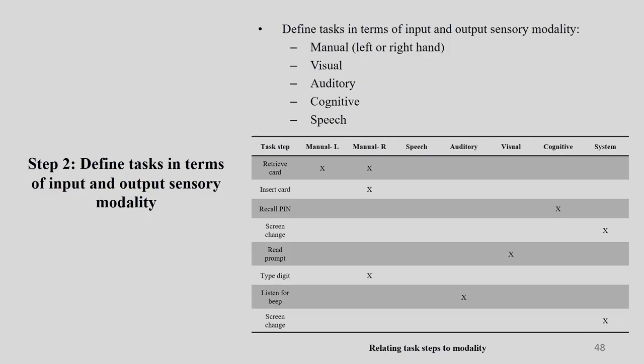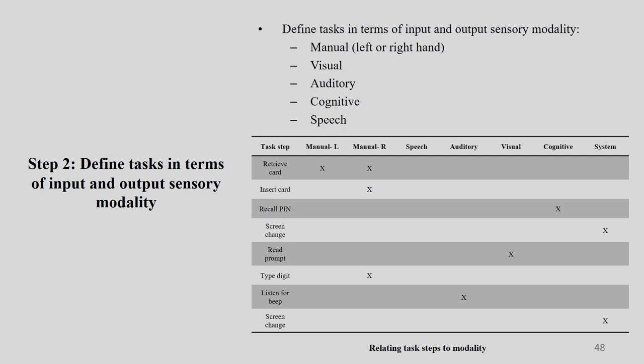You are waiting for the screen to change to the next step. For example, we are taking this particular portion and defining the task. Now in the second step, define the task in terms of input and output. First you define the task, so you have a flow chart. Now for each portion, what is your input and what is your output, in terms of sensory modalities.